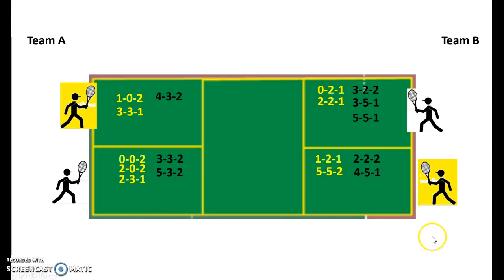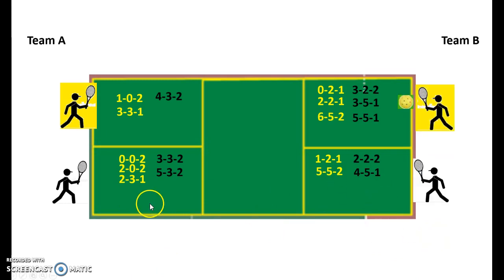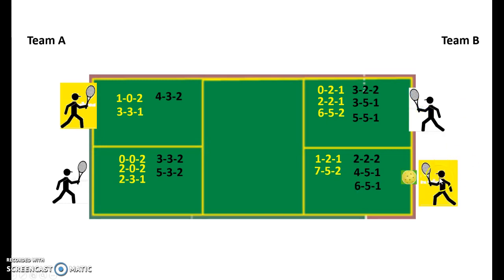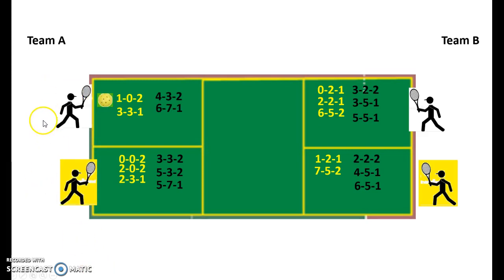I don't know what happened there. It looks like Team A faulted out. So they swap positions. The score is now 6-5-2. And Team A hits it out of bounds. The score is now 7-5-2. And bad serve. Okay, side out. It's now this player's serve in the serving court. And Team B shoots it long. They swap positions. The score is now 6-7-1.